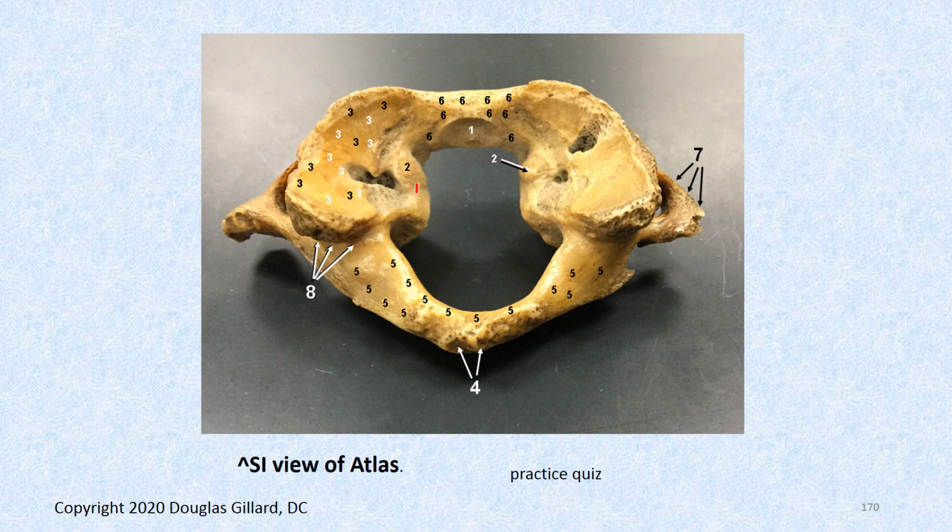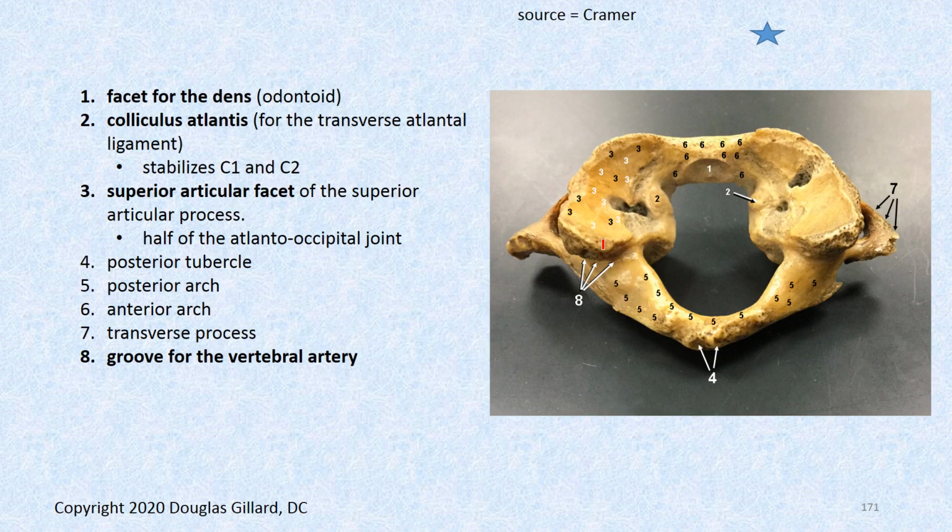Are we good? There's a practice thing. I think this is on your lab sheet here, so make sure we went over all this, so I don't need to say anything. I can say this is the lateral mass here, colliculus atlantis. Everything else is straightforward. That's the groove for the vertebral artery here. Yeah, this is pretty easy. Lab. There's the answers.